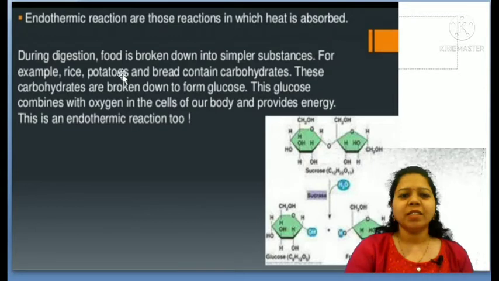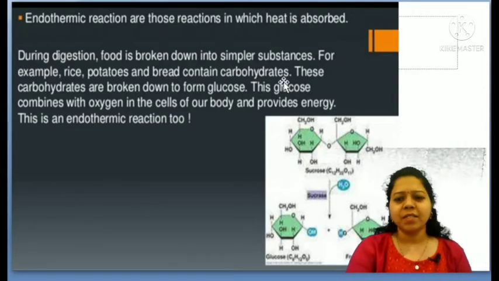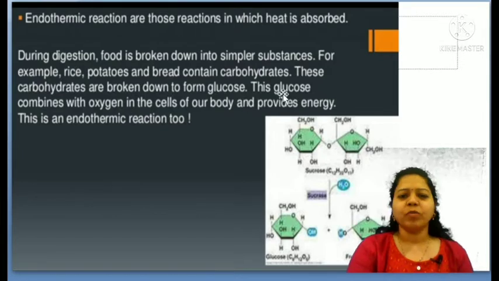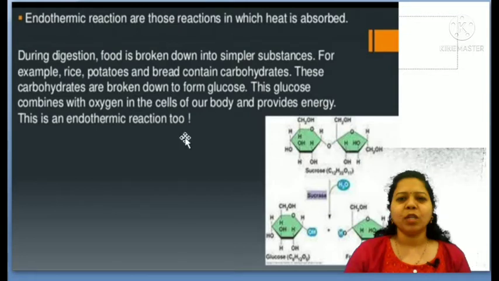Now during digestion, food is broken down into simpler substances. For example, rice, potatoes and bread contain carbohydrates. These carbohydrates are broken down to form glucose. This glucose combines with oxygen in the cells of our body and provides energy. This is an endothermic reaction too. Means what? Digestion is a process in which heat is absorbed throughout, and that is also an example of an endothermic chemical reaction.